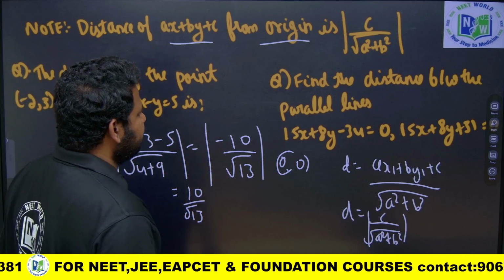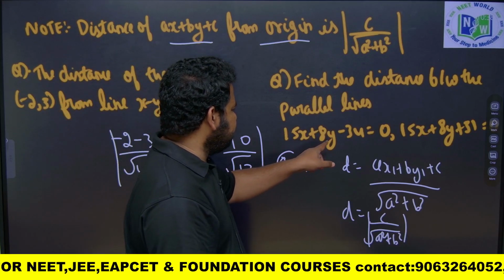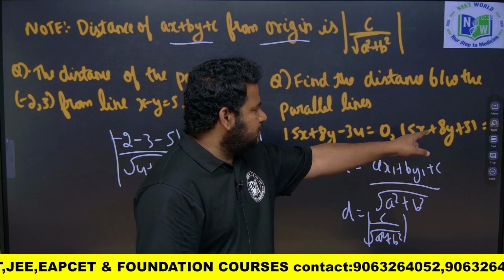Now let us look at this. Find the distance between the parallel lines 15x + 8y - 34 = 0 and 15x + 8y + 31 = 0.